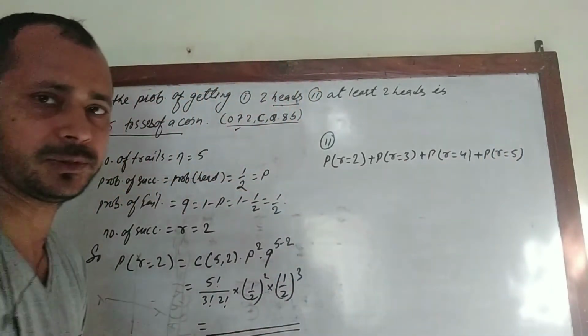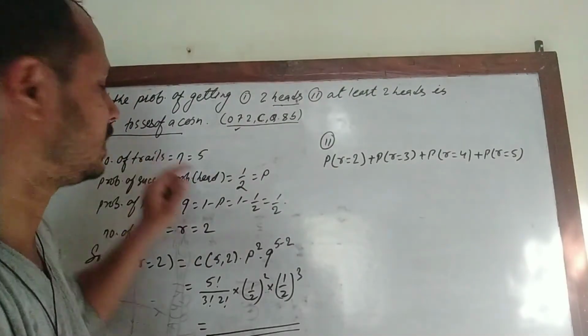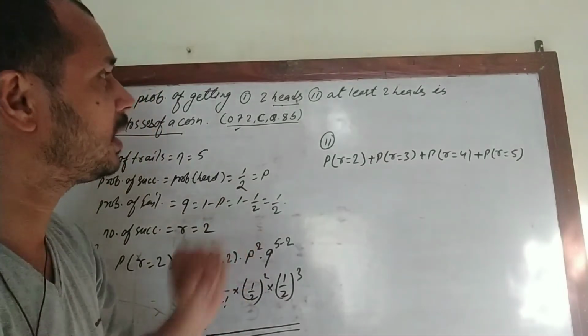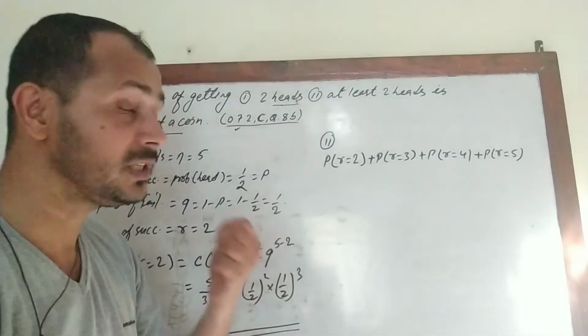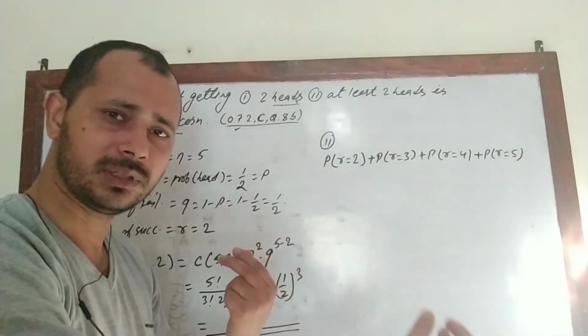More than 5 we cannot do. More than 5, why can't we do? Because the case is related to 5 tosses. The coin has been tossed 5 times and we are going to calculate the probability of getting at least 2 heads. So at least 2 heads, it starts from 2 and reaches up to the last trial.